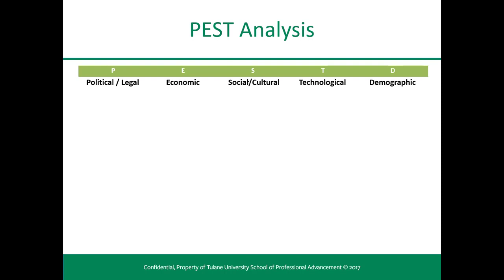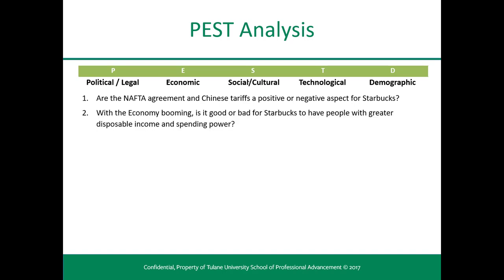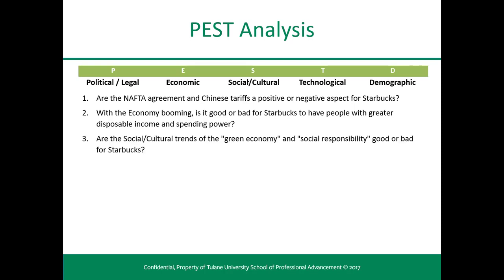Some questions to look at when doing this PEST analysis would be, are the NAFTA agreements and the Chinese tariffs a positive or negative aspect? That would determine if that would be an opportunity or a threat. Similarly, with the economy booming, is it good or bad for Starbucks to have people with greater disposable income and spending power? Are the social and cultural trends of the green economy and social responsibility an opportunity or a threat to Starbucks?